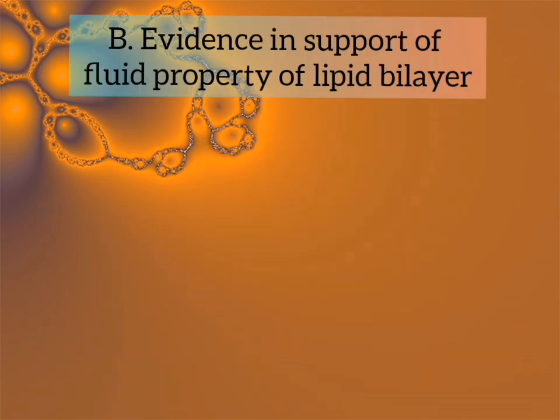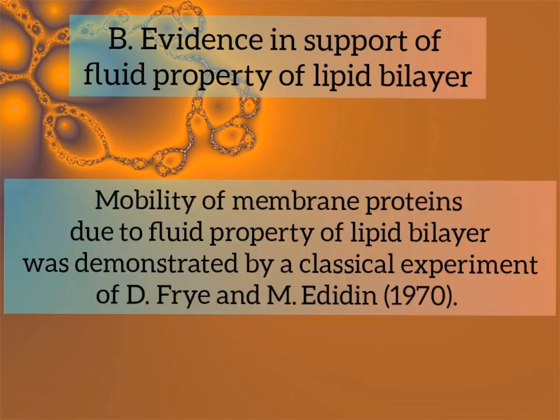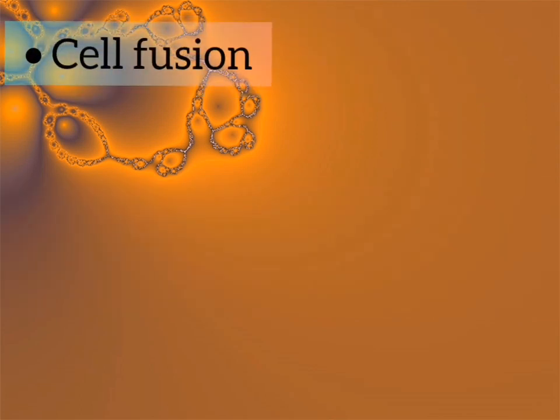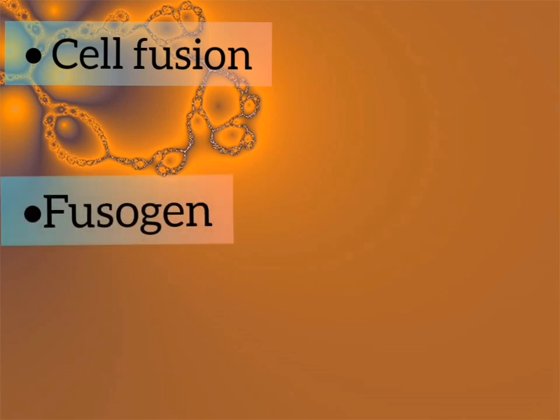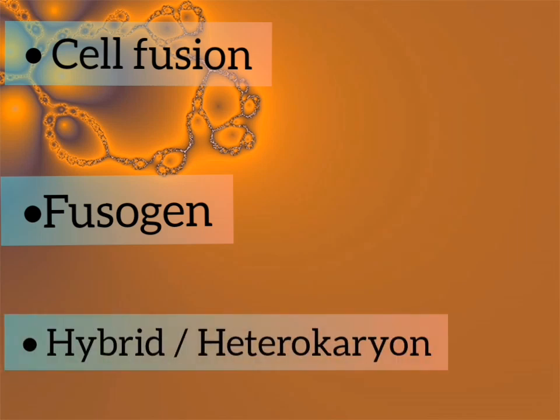For the second evidence, we have the evidence in support of fluid property of lipid bilayer. The mobility of membrane proteins due to fluid property of lipid bilayer was demonstrated by a classical experiment of D. Frye and M. Edidin in 1970. Cell fusion is achieved by the use of some pathogens such as an inactivated parainfluenza virus called Sendai virus. Membrane fusion promoting factors include Sendai virus, lysophosphatides, oleic acid, and an electric field. The hybrid cell or heterokaryon is produced with the plasma membrane and cytoplasm of both cells.